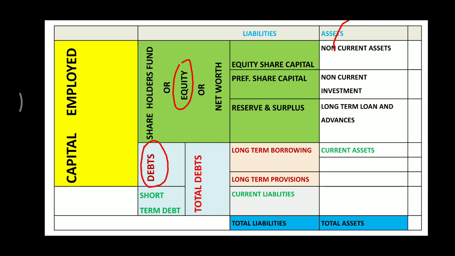Now see in the yellow part, a term called capital employed. So what is capital employed? It simply represents the source of funds. So how many sources of funds are there? Only two: owners fund and borrowed fund. Owners fund, shareholders fund, equity, net worth are all the same, and borrowed fund means debts. So capital employed is equal to shareholders fund plus debts. Okay, so what is capital employed? Capital employed is equal to shareholders funds plus debt, that is, owners fund plus borrowed fund.